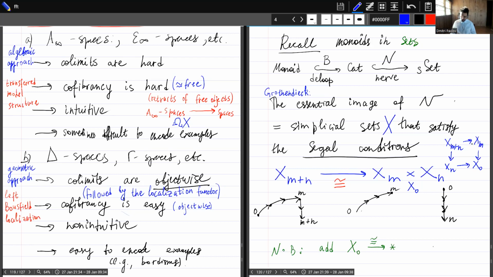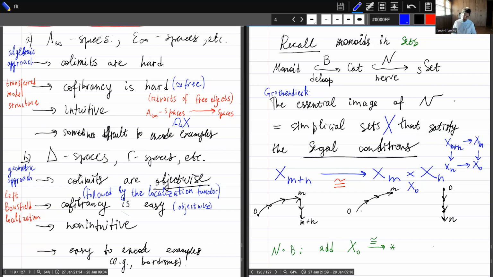This map, the top map, will take an m plus n simplex and take its face corresponding to the first m plus 1 vertices in the m plus n simplex. And the left map will do a similar thing, but it will take the face corresponding to the last n plus 1 vertices. And the right map will extract the terminal vertex in an m simplex, and the bottom map will extract the initial vertex in an n simplex.